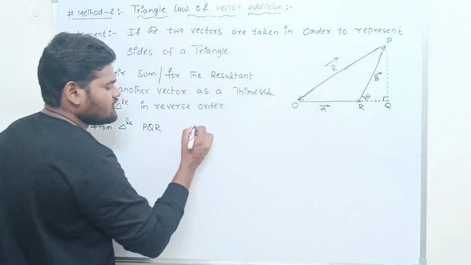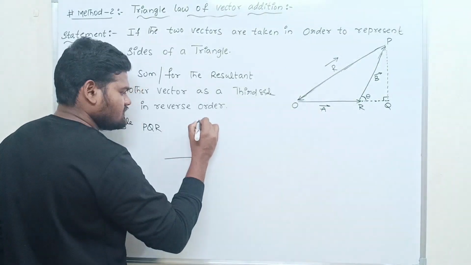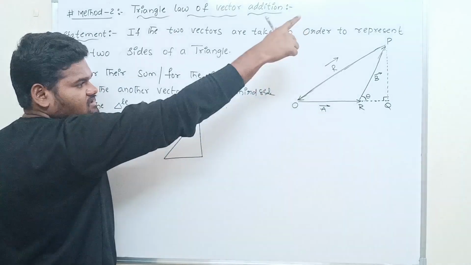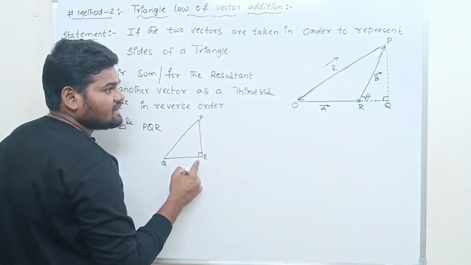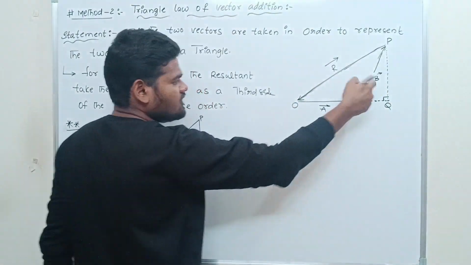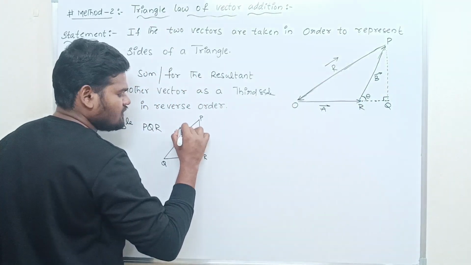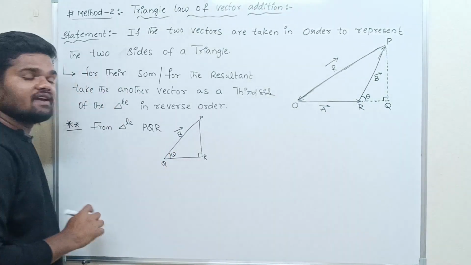From the triangle PQR, have a look. What is PQR? This is the PQR triangle. This is P, this is Q, this is R, and this is 90 degrees. This side is the B bar vector, and this is an angle theta we are taking.